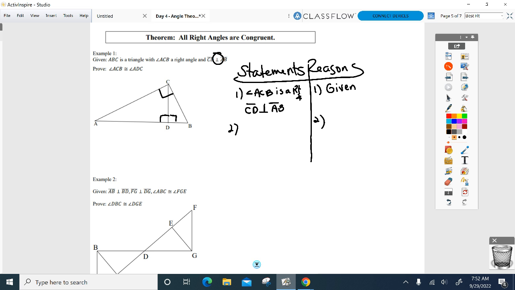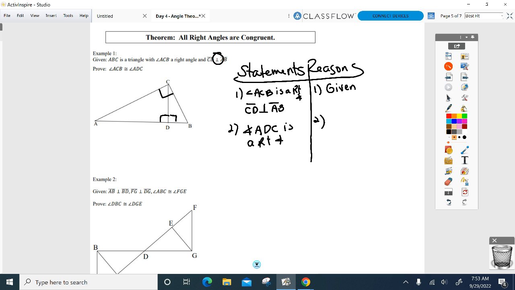ADC? No. So before you tell me right angles are congruent, you need to write in your statements that they're both right angles. I don't care how beautiful your diagram looks. I don't grade that. I grade what's in here. And right now, you only have one right angle written down. You need to tell me, hey, ADC is a right angle. Before you tell me they're congruent, you got to write in your proof that they're right angles.